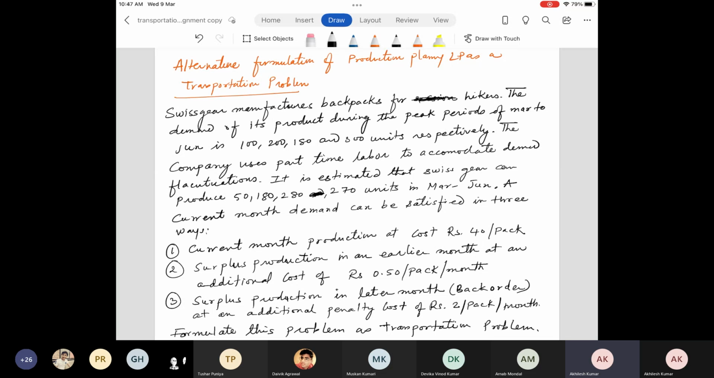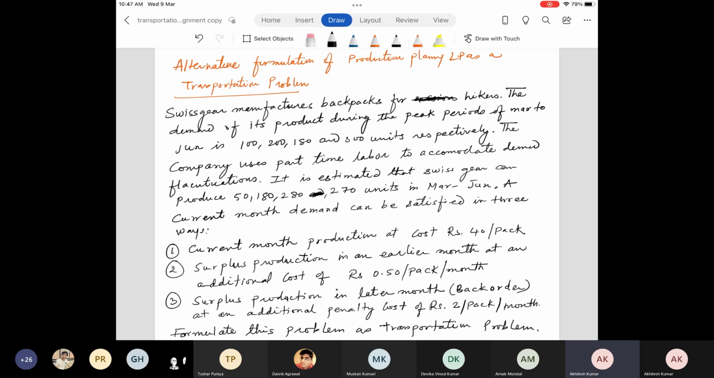So suppose in the first month, the month of March, the current month demand is only 50. Why not produce more? Every unit of backpack which you produce more, you have to keep in inventory at 50 paise per pack per month. So suppose I produced 50 extra bags in March, and I'm selling them in April, then I am holding them for 1 month. So 50 into 0.50 rupees.